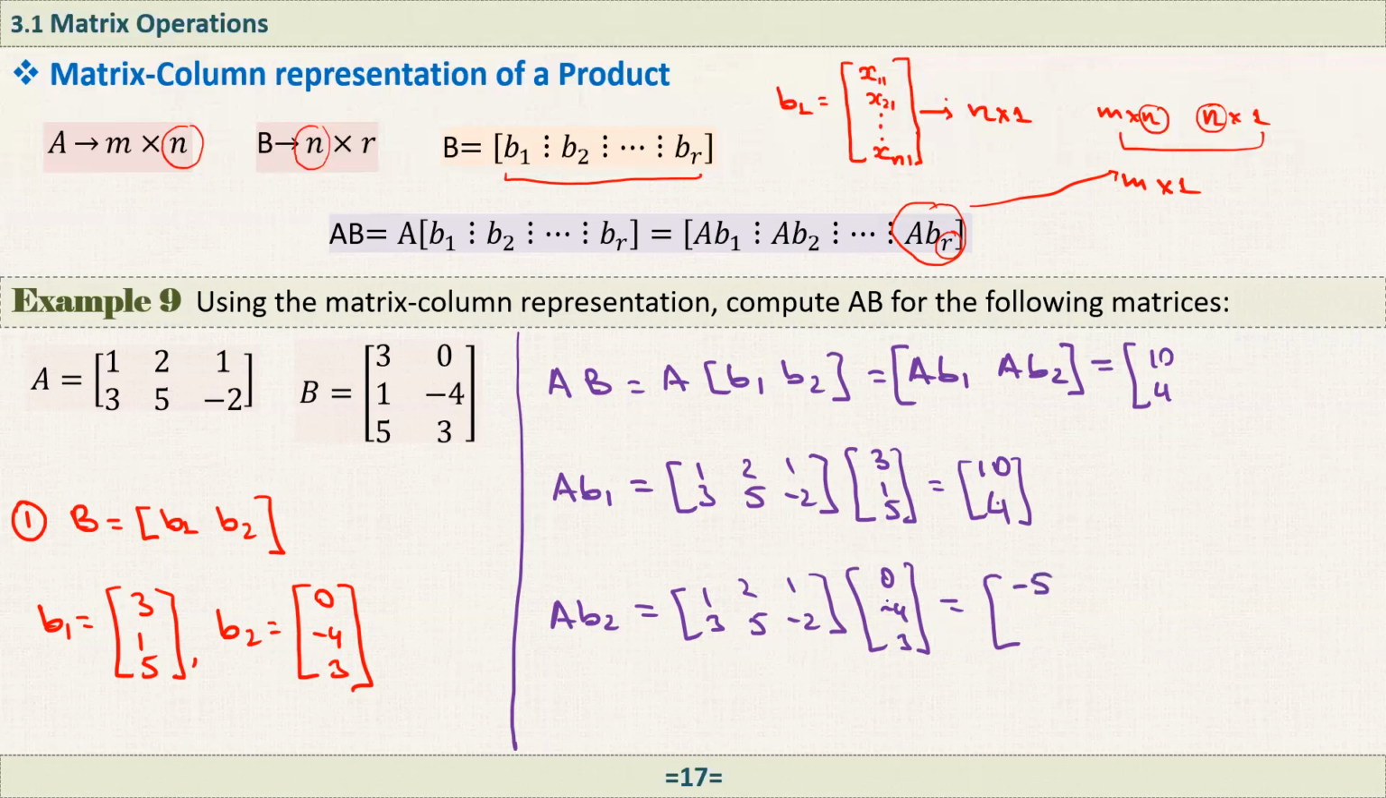And let's multiply the second row by this column. 3 times 0, 0, 5 times -4, it is -20, plus -6, -26. Now we get the second column of this product, that is -5 and -26. Okay, that is another way of multiplying two matrices.